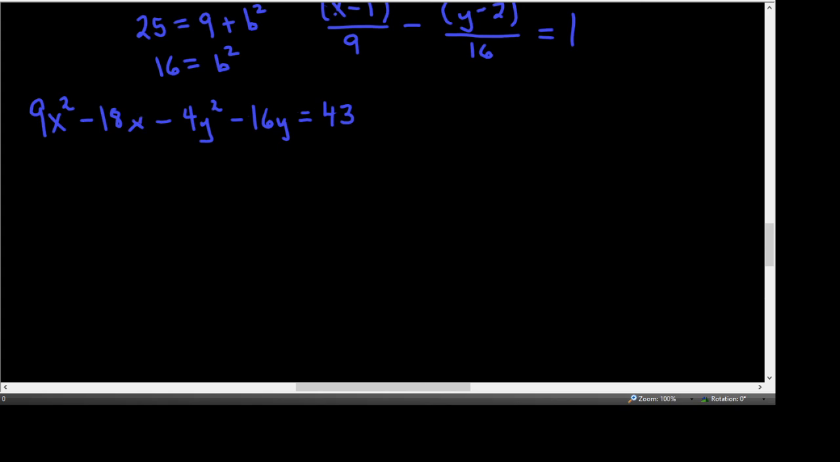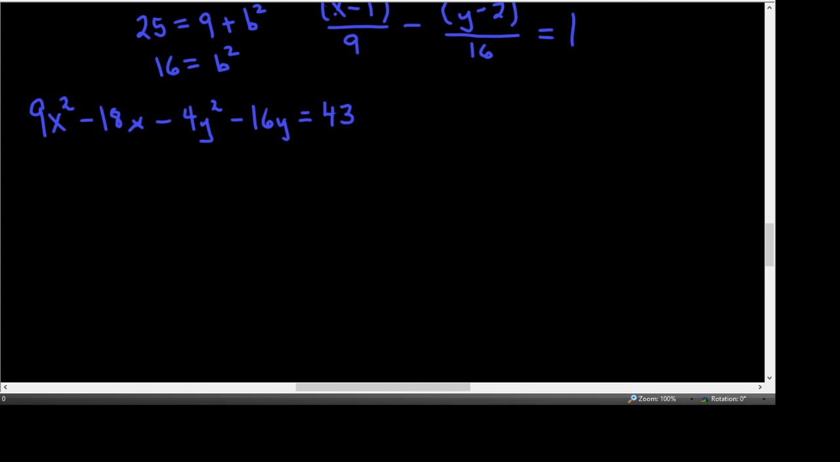In this case it was x. Get all the x's together and all the y's together, and the constant 43 is already on the right side. So I think I'm already happy. Now to get it in that form where it's fraction minus fraction equals 1, that fraction has to have x minus h squared over a number. Same thing for y. So we're going to have to complete the square.